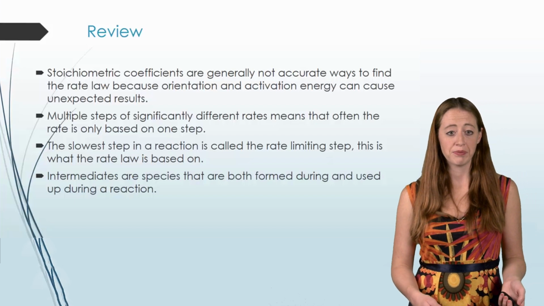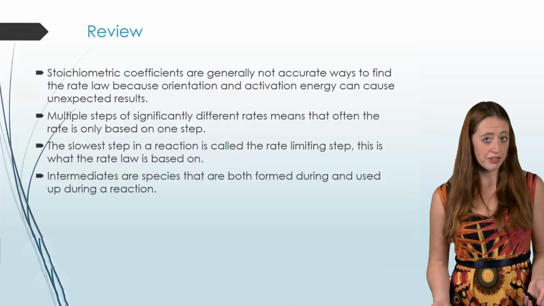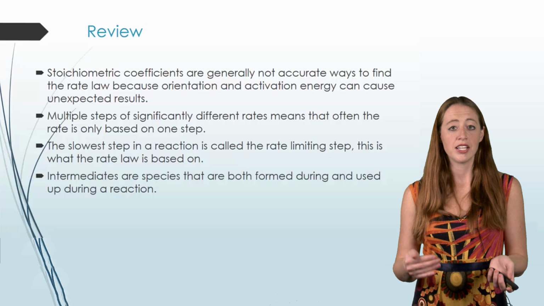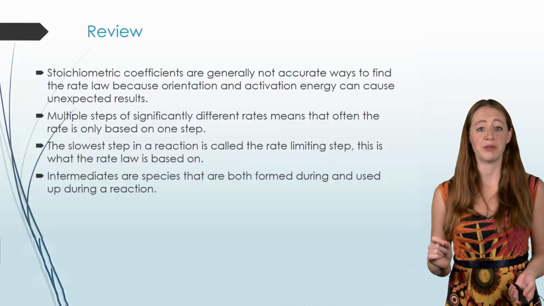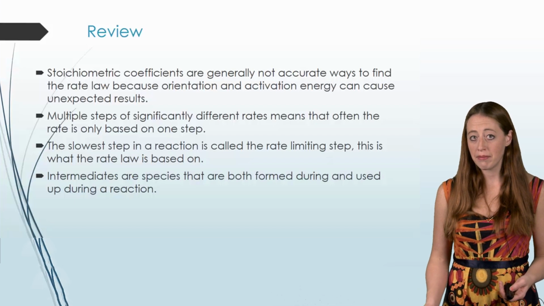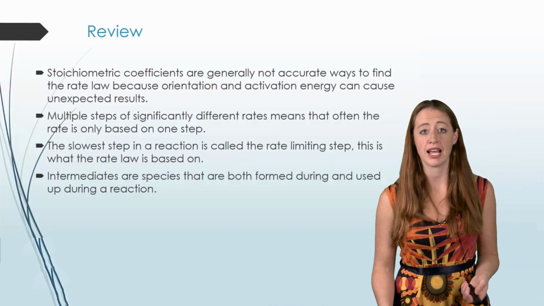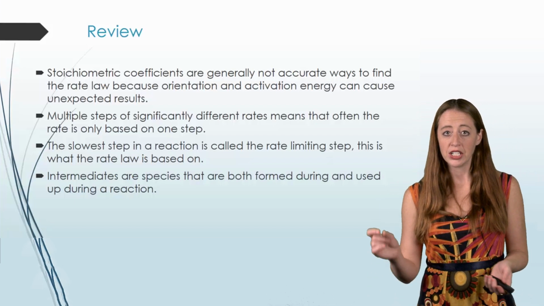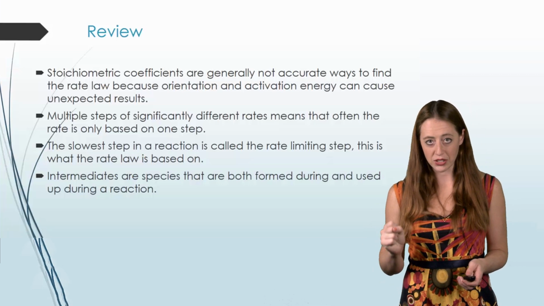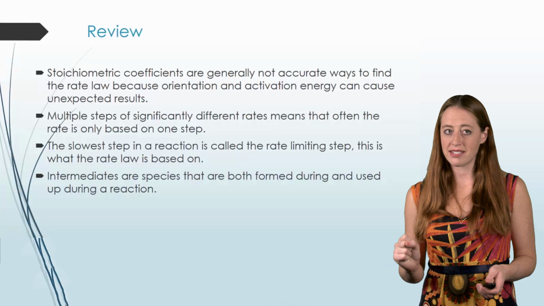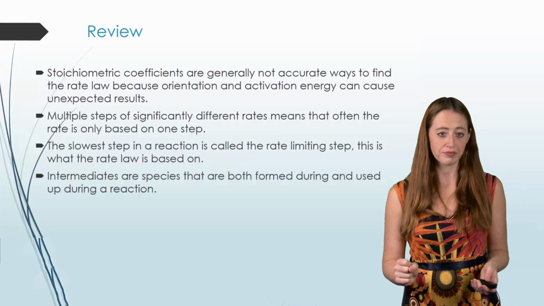So quick review. Stoichiometric coefficients are not generally your best way to go about determining a rate law. However, this gets a lot better if you have a mechanism. Because if you have a mechanism and you know what is your slow step and what is your fast step, you can now base your rate law on your rate limiting step. And that's going to get you closer to the right answer. It may still not be perfect, but it'll be closer.